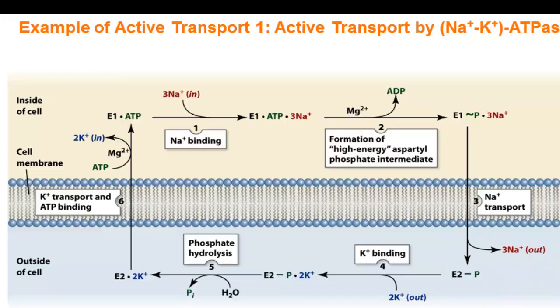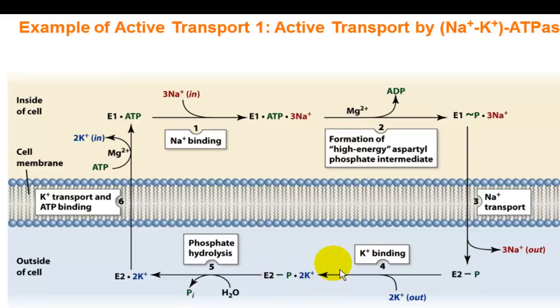And now we have an E2 form. The E2 form is just a different conformation of the carrier. The E2 form is still phosphorylated, so that conformation has an affinity for binding potassium ion. It's binding to potassium ion from the extracellular side. And now we have a conformation here.